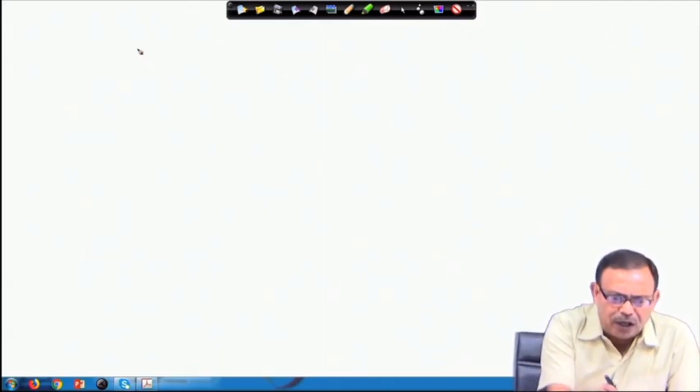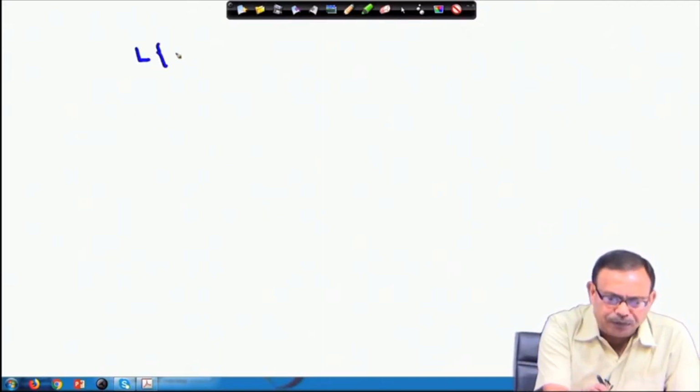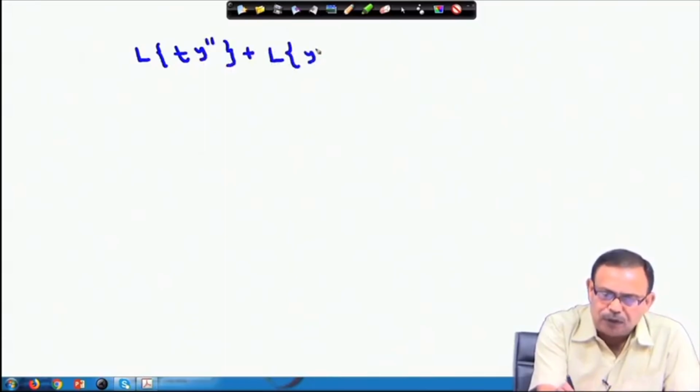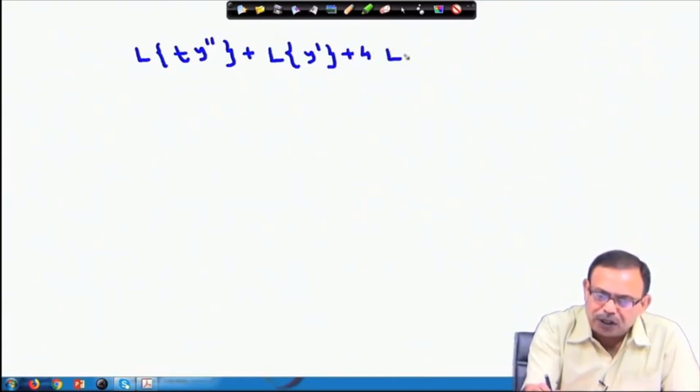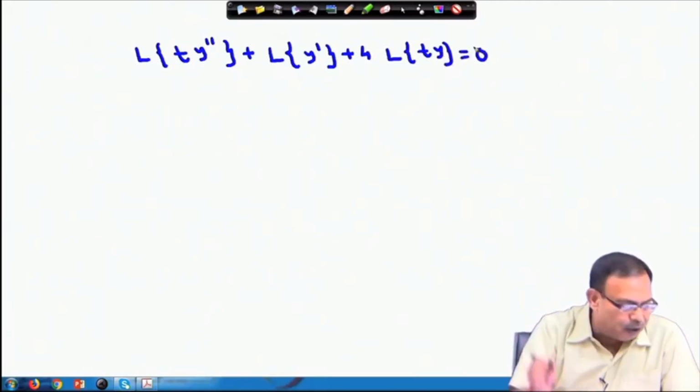Let us see the solution process for this type of problem. What is happening here? If I take the Laplace transform of the given equation, it will be Laplace transform of t y double dash plus Laplace transform of y dash plus 4 into Laplace transform of t y equals 0.